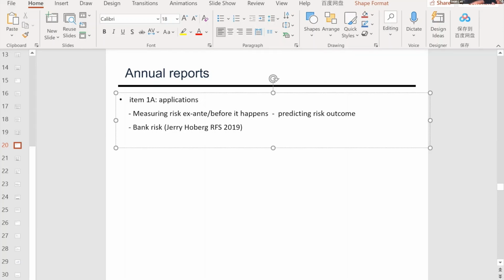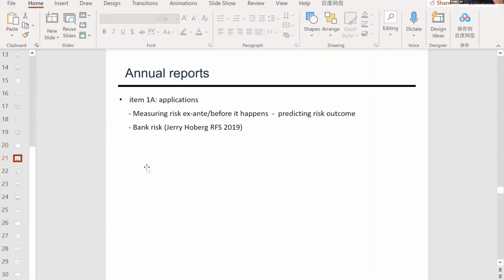How to use the annual report Item 1A to measure bank risk. Once you know the bank risk ahead of time, you can predict what happens in the bank, and you can help the whole economy, right? You can help the whole economy. This is Item 1A. Let's keep moving to the other item.